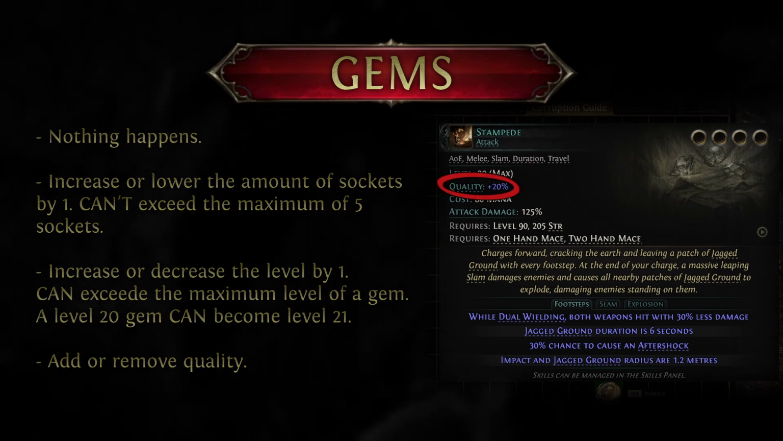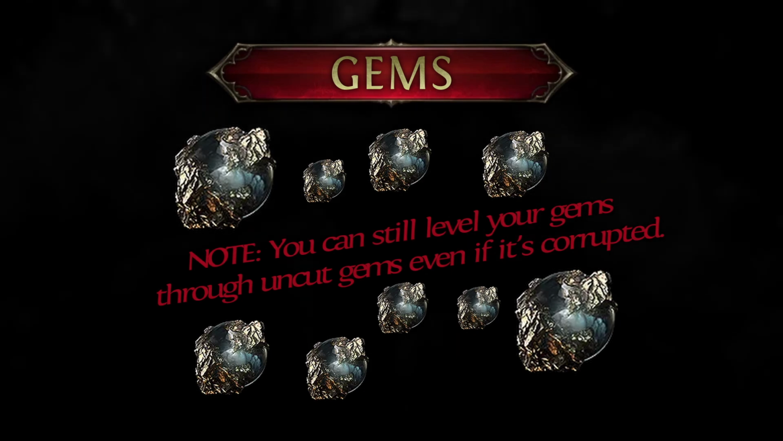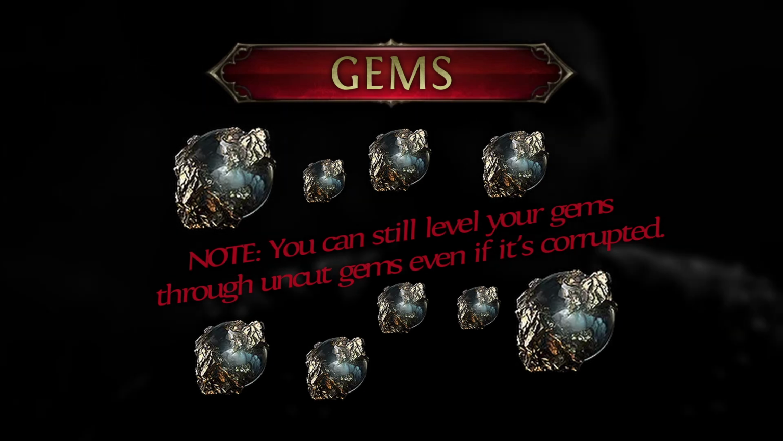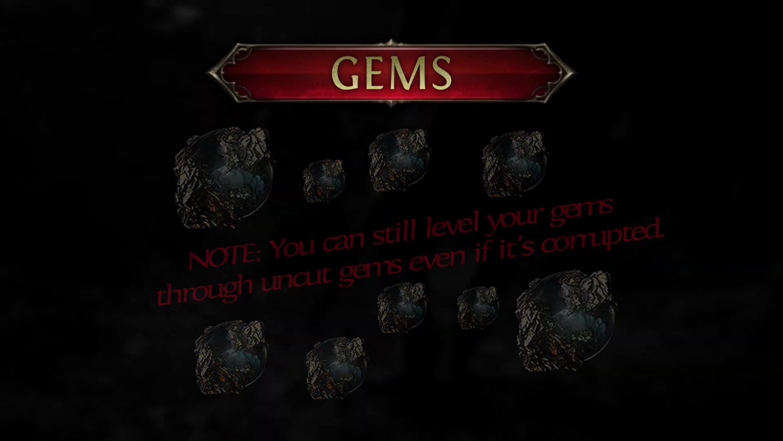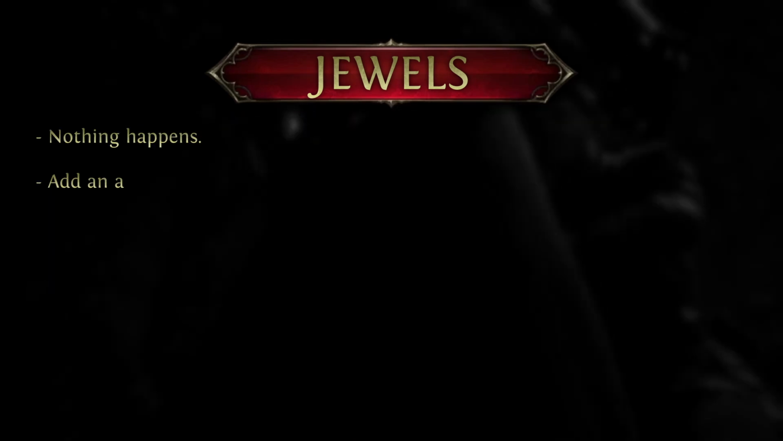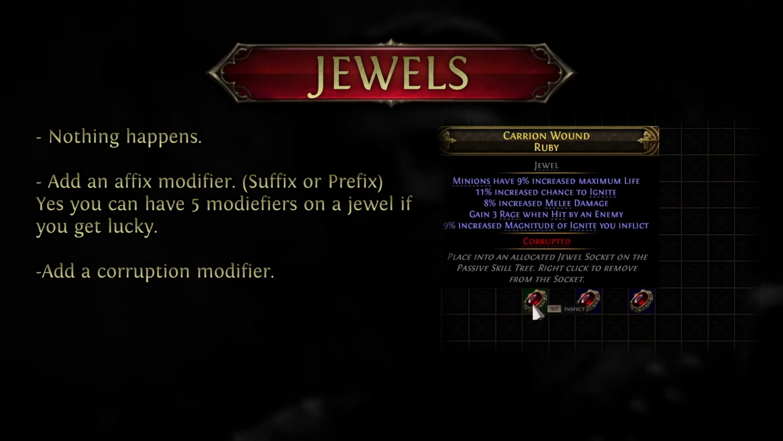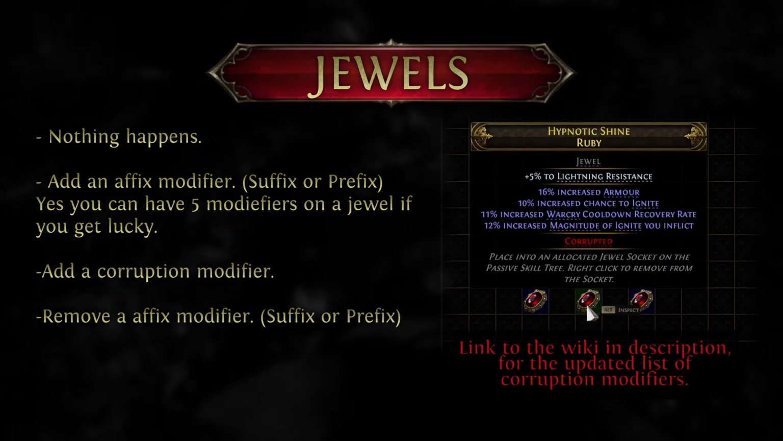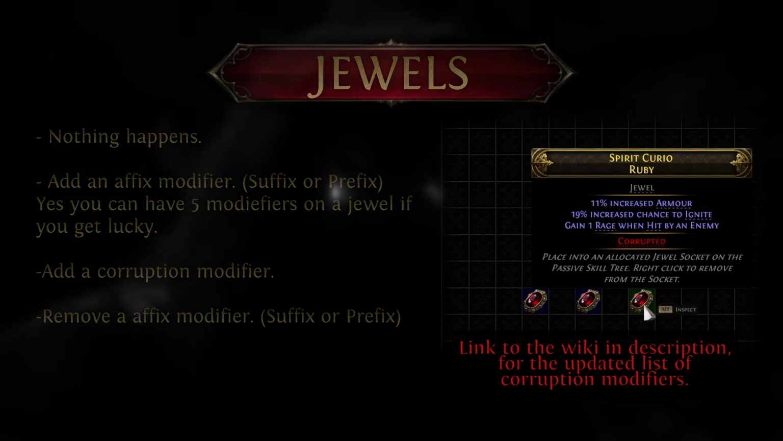A little note here, this is one of the exceptions to an item not being able to be changed when it's corrupted. You can still use your uncut skill gems to level up your corrupted skill gem. And now we have the jewels, where nothing can happen. It can add a suffix or prefix, so you can have 5 modifiers on a jewel if you get lucky. It can add a corruption modifier, and it can also remove a suffix or prefix.